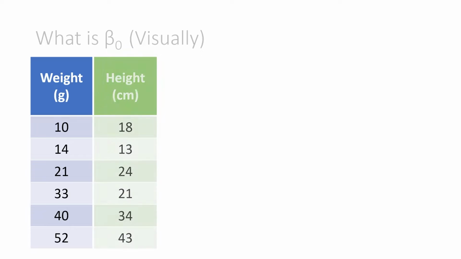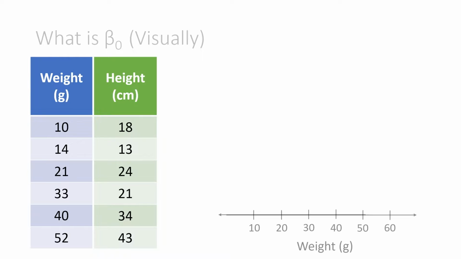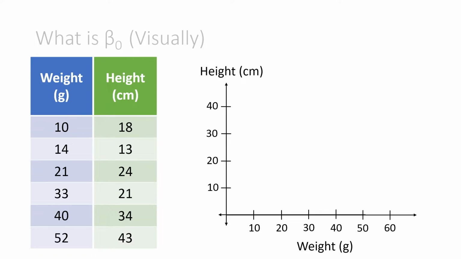Suppose we have our aliens, so the first alien has a weight of 10 grams and a height of 18 centimeters. We'll put this data on a scatter plot, weight on the x-axis, height on the y-axis, and our first point here has a weight of 10 grams and a height of 18 centimeters. Here's the rest of our alien creatures in red, and we'll draw a line through it, which is our linear regression model.